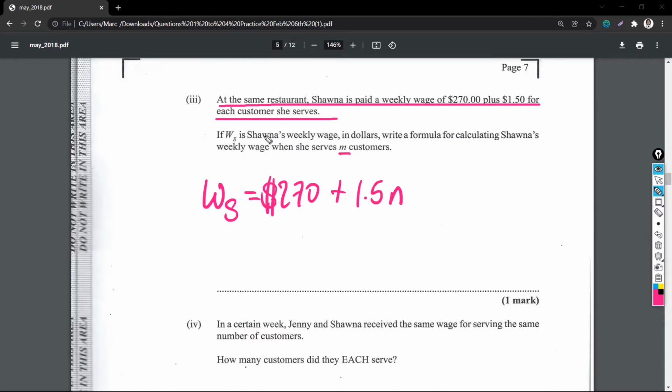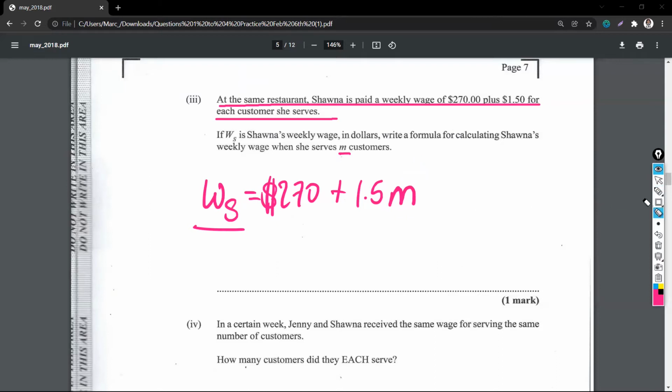No. It says here, if WS is Shauna's weekly wage in dollars, write a formula for calculating Shauna's weekly wage when she serves M customers. So this is not going to be N, it's going to be M. Make sense, guys?